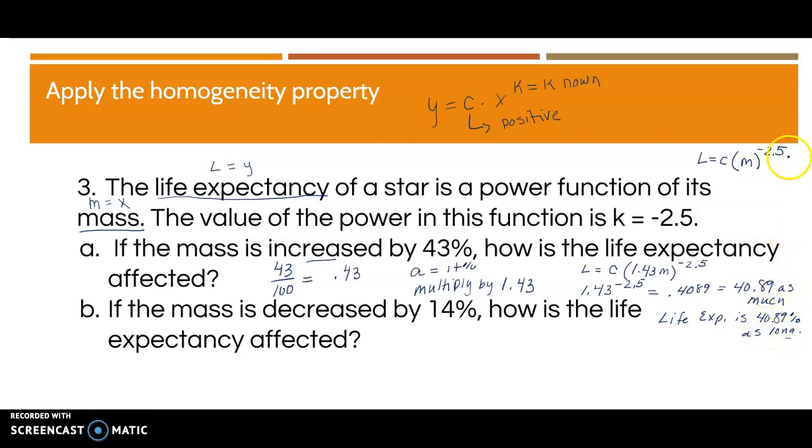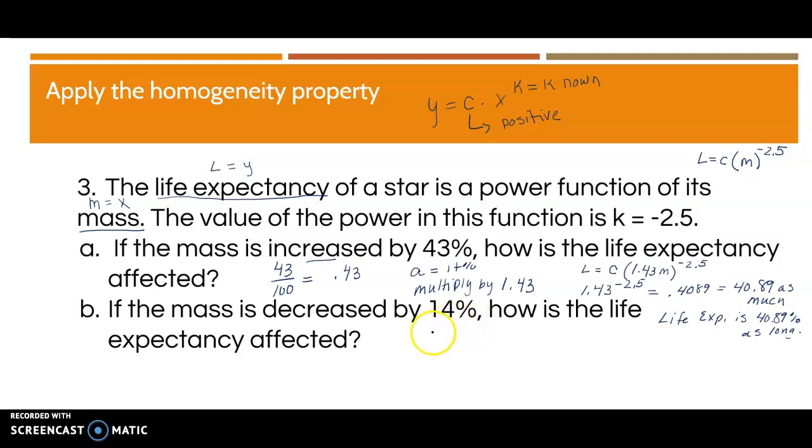And that happened because up here we have this negative exponent. And so if we had looked at graphing this, we would have something that would have a negative slope to it, and so it would go down. It's not really slope, but a decreasing function. So the next thing that we're going to look at is if the mass is decreased by 14%.